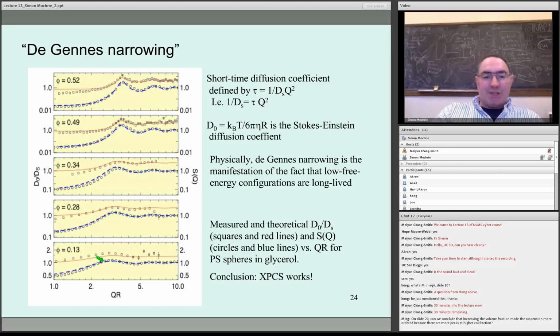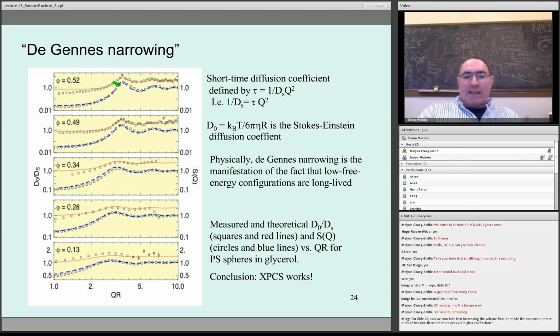And what you can see here clearly, as you increase the volume fraction from 13% up to 52%, is that the peak sharpens, which corresponds to the suspension showing longer range order. It doesn't show true, long range order, but the extent of the ordering is definitely increasing as you increase the volume fraction. But if I look at this relaxation time, there's a peak in the relaxation time at the same place that there's a peak in the static scattering function.